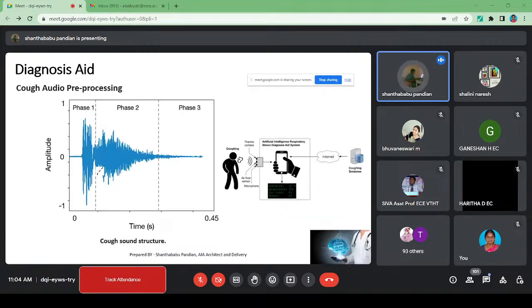patients. This specific equipment will give three different layers of severity: phase 1, phase 2, phase 3.